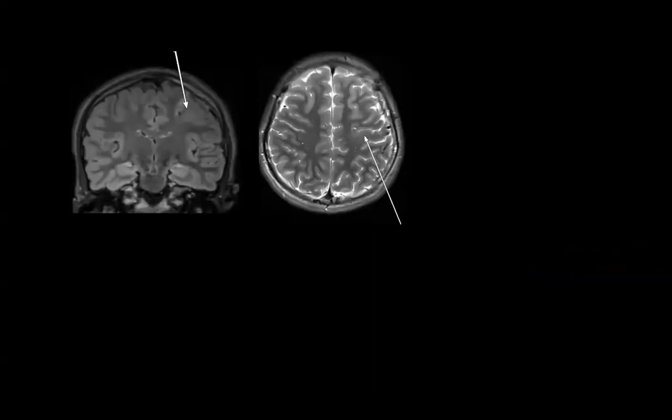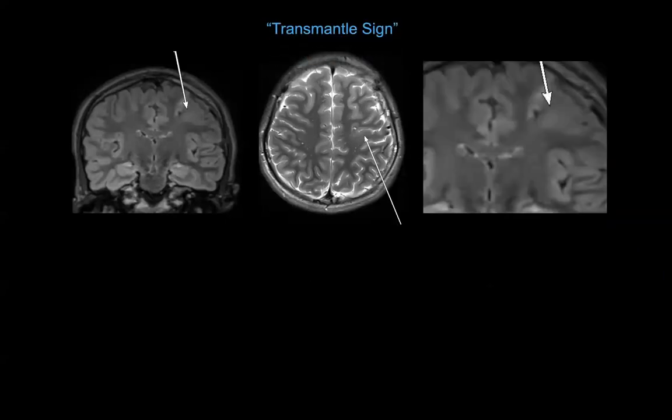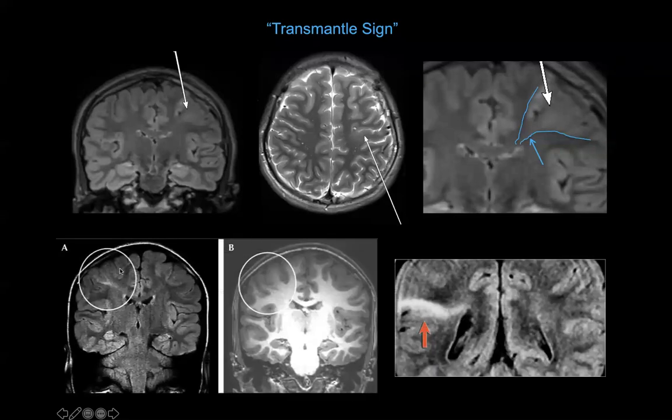Another important thing for focal cortical dysplasia type 2B is the transmantle sign. The transmantle sign is this bundle of gray matter going from the cortex to the ventricle. And this is very helpful because sometimes the blurring you see here can be very, very subtle, but the transmantle sign can be identified, and sometimes it's striking, like in this case.